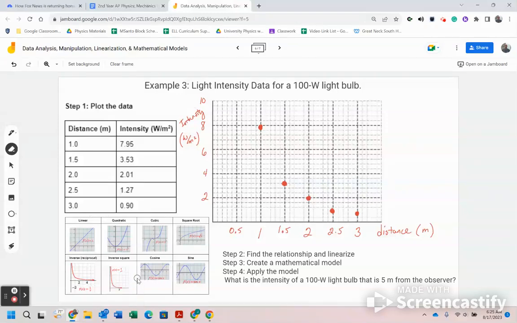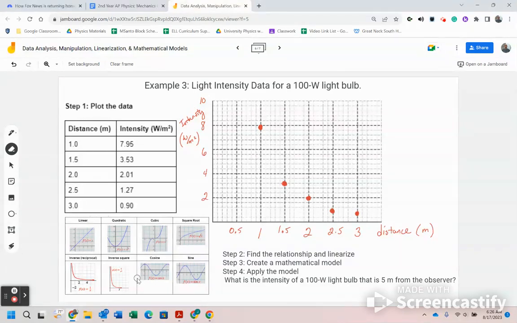Example number 3, light intensity data for a 100-watt light bulb. Find the relationship. We want to find what the relationship is between the intensity and the distance. We want to linearize that data so we can develop a mathematical model. In other words, we want to find out what the relationship actually is and develop an equation to allow us to apply the model to figure out what the intensity of a 100-watt light bulb is from 5 meters away.